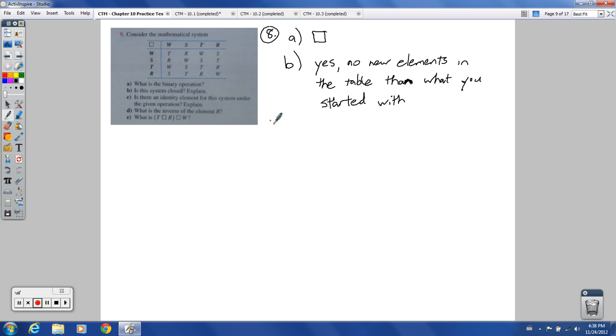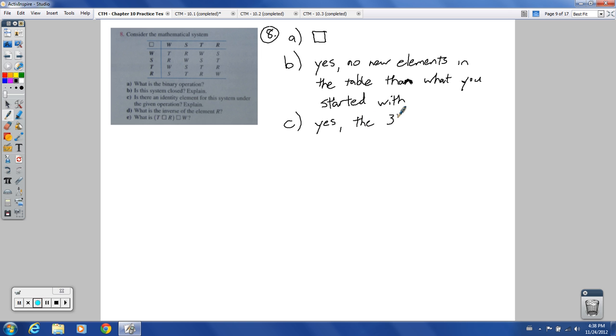Okay. Is there an identity element for the system under the given operation? So let's see if that's true. Basically we're looking for a repeated column. So it looks like here it repeats itself. So if you add t to each element, you should get the same thing from what you started with. You should have the same thing going on with the row. So if you add t to each row here, you get the same thing as what you started with. So I would say yes.